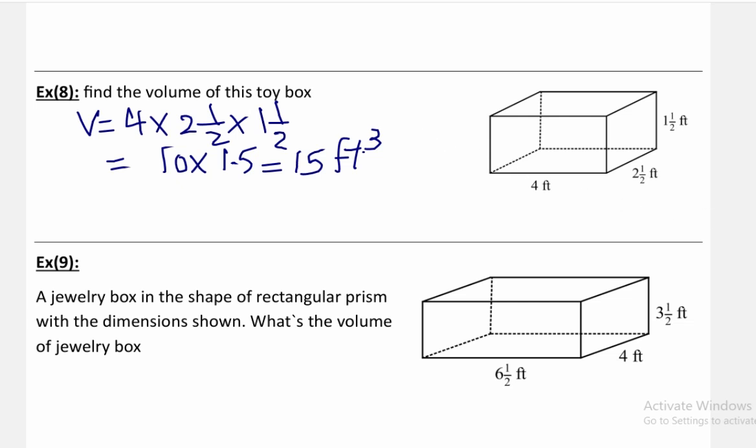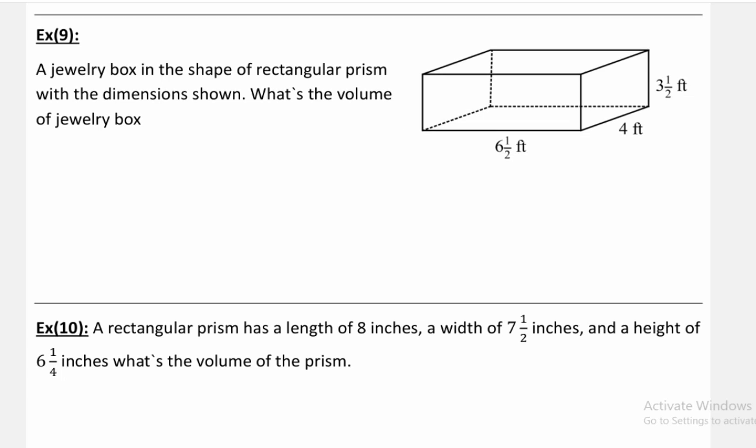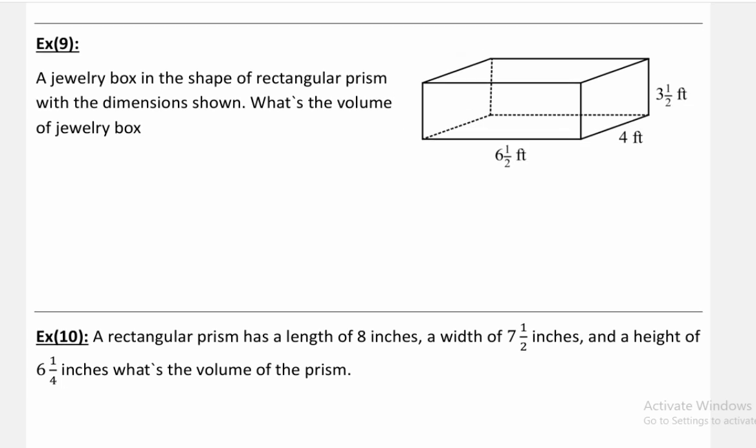Example 9. Pause, check, solve yourself, and replay checking your answer. A jewelry box has the shape of a rectangular prism with dimensions shown. What is the volume of the jewelry box?